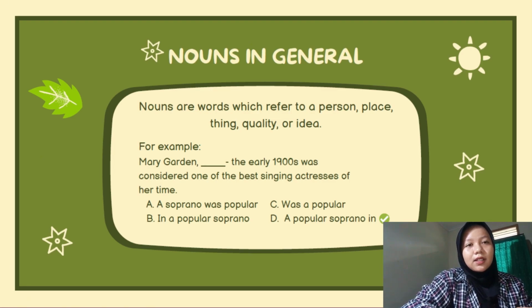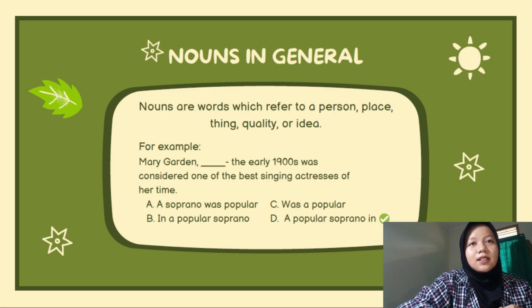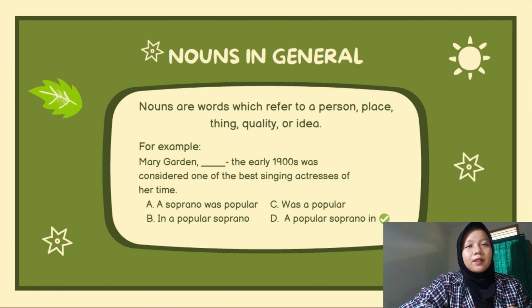So we have an example in there. Mary Garden, blah blah blah. In the early 19th century, she was considered one of the best singing actresses of her time. And the answer is D, a popular soprano, because Mary Garden is a noun.